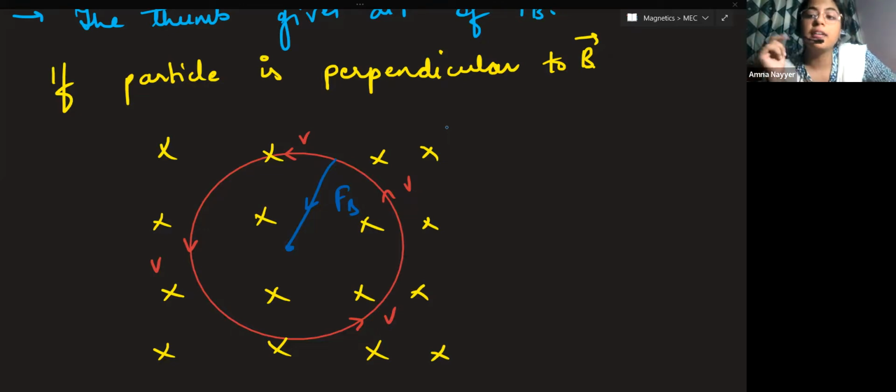Similarly, in this case, why are we able to conclude that this provides the necessary centripetal force? Reason is that it is acting along the radius towards the center at every point. I'll write it down.